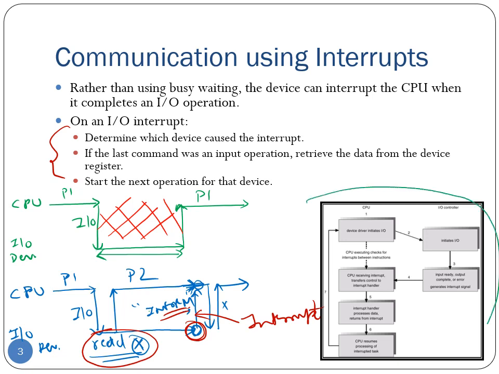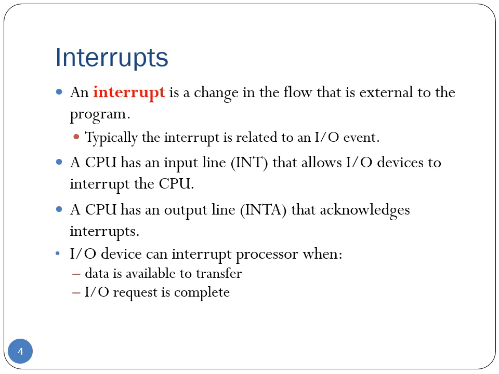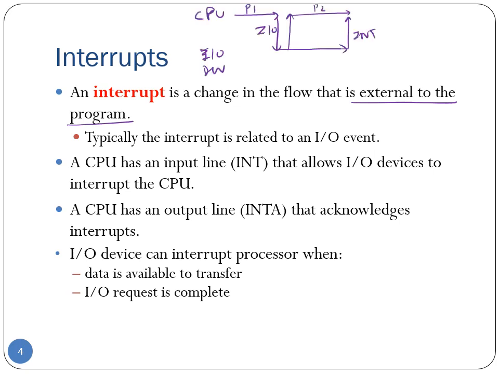This picture over here summarizes the steps involved in an interrupt driven IO transfer. This will make more sense once we go through some details of implementing interrupts in our systems. Interrupts are defined as a change in the flow of a program that is external to the program. Let's try to understand why that is.